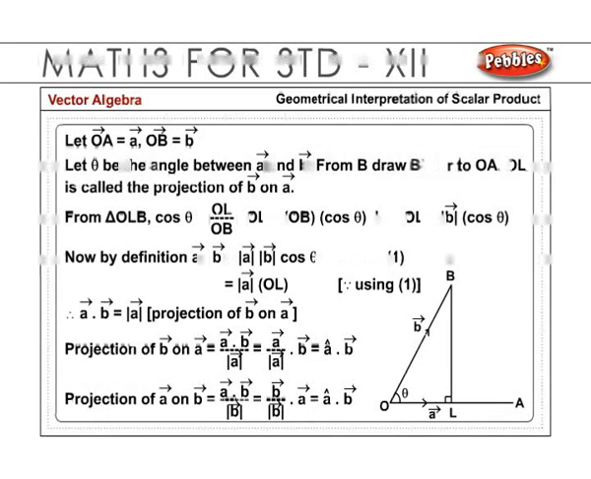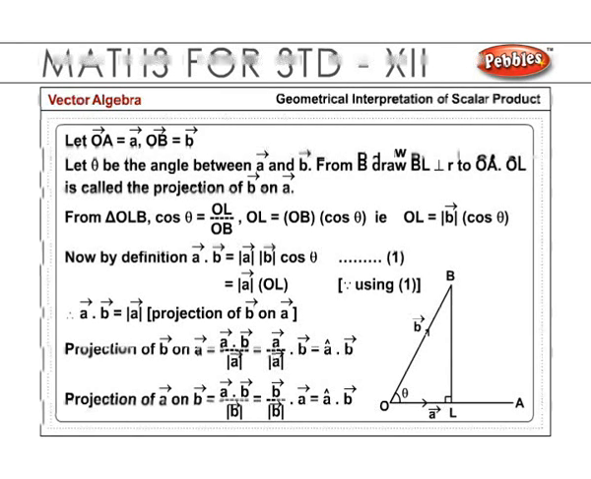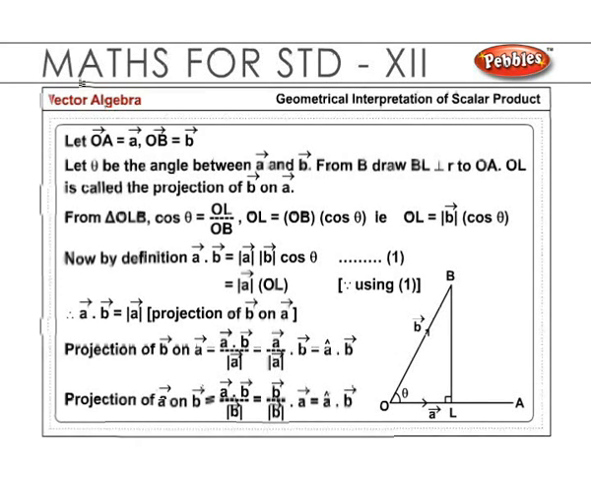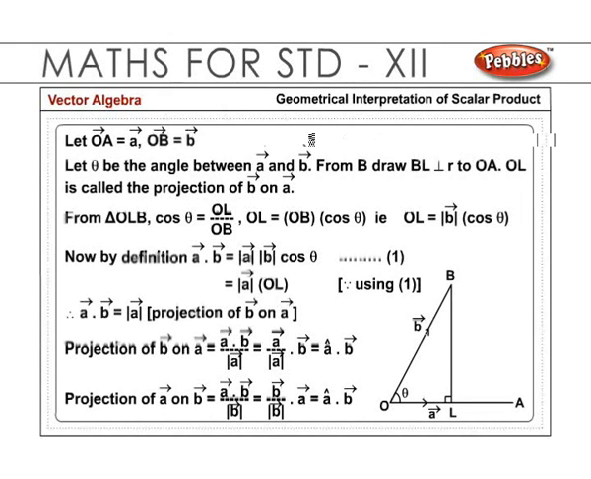Geometrical interpretation of scalar product. Let OA be equal to A, OB be equal to B. Let theta be the angle between A and B. From B, draw BL perpendicular to OA. OL is called the projection of B on A. From triangle OLB, cos theta is equal to OL by OB. The projection of B on A and the projection of A on B are shown on the screen.